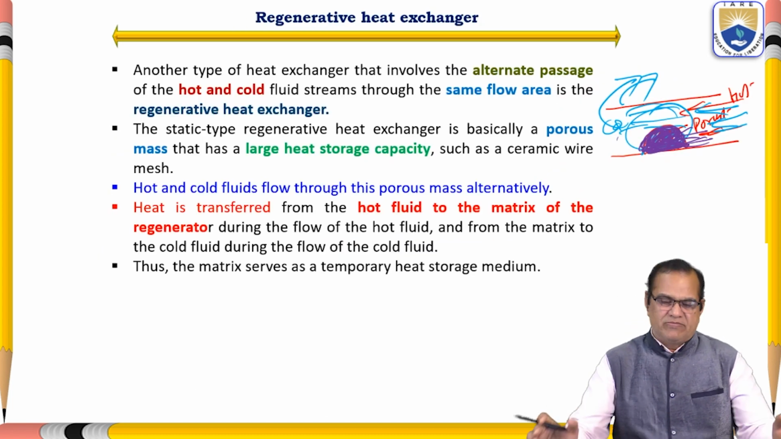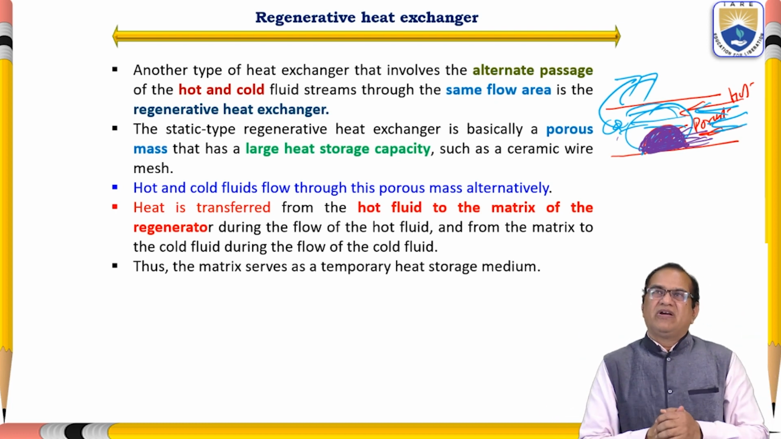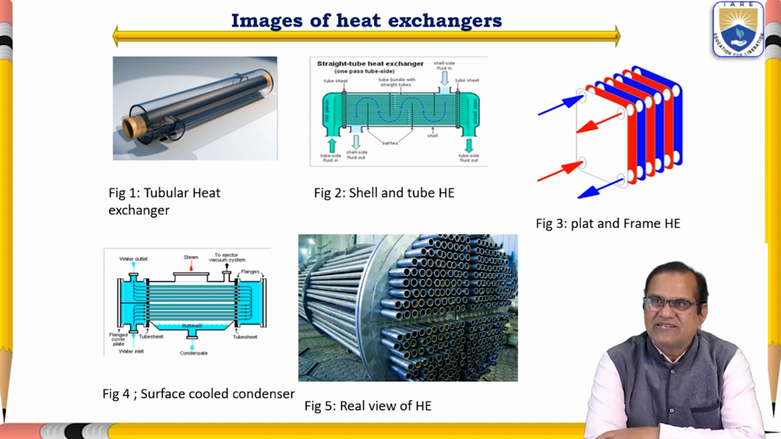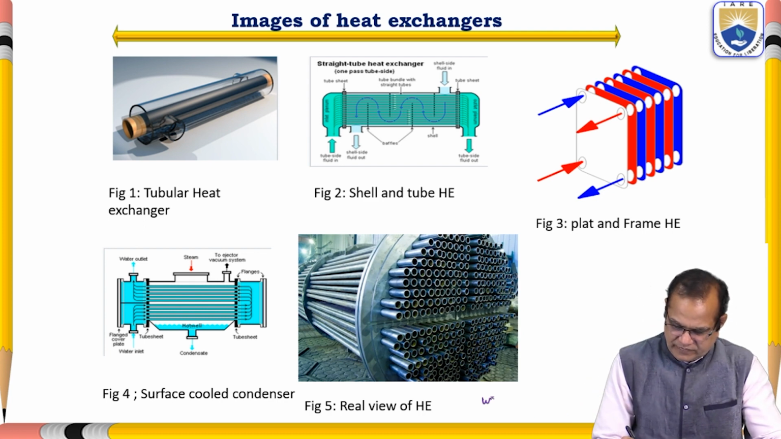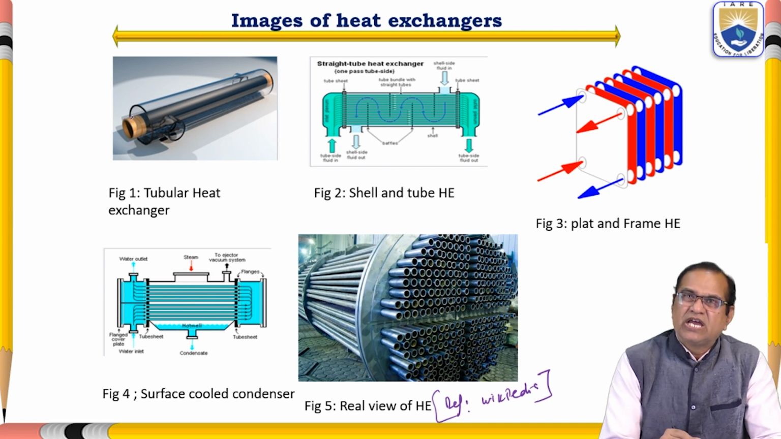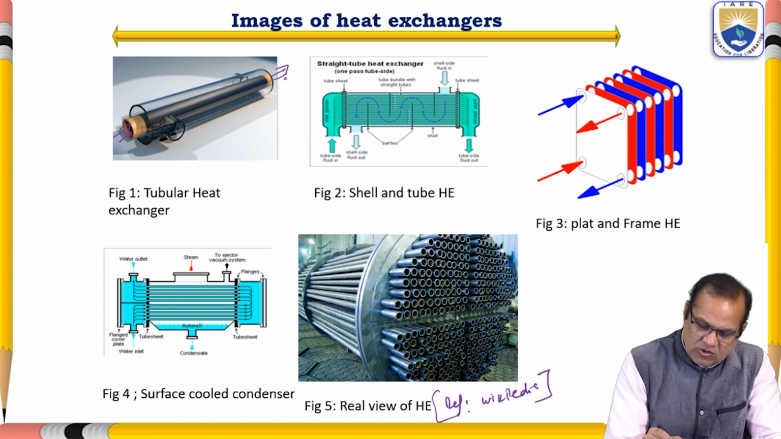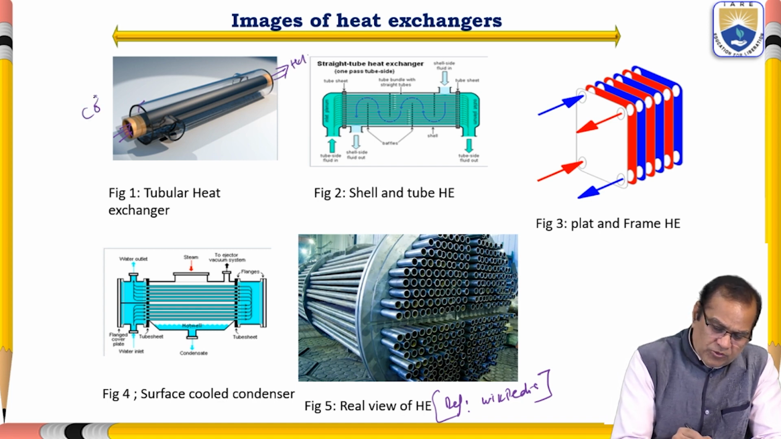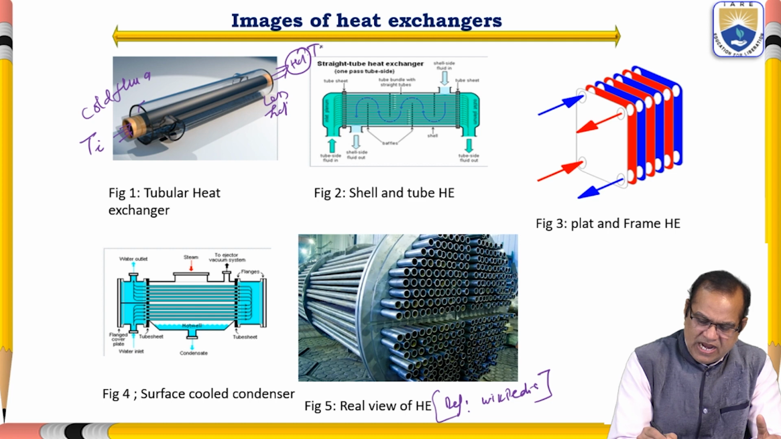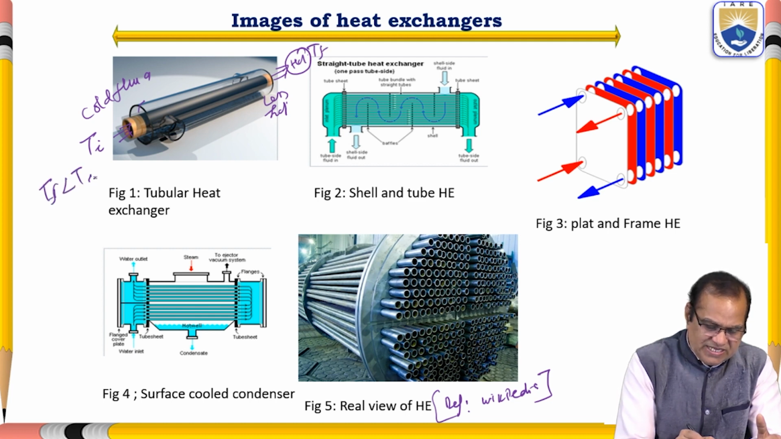Now I am going to show some images of different heat exchangers which are used in different industries, and which I have also shown just now. So here figure 1 is a tubular heat exchanger. In this there are two tubes. From here the hot fluid is entering and leaving. Inside we will put the cold fluid, and it may be contra flow or parallel flow as per requirement. So here it is less hot than initially. So T final is less than T initial.